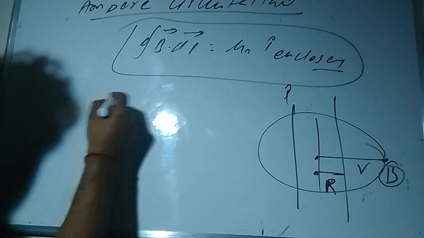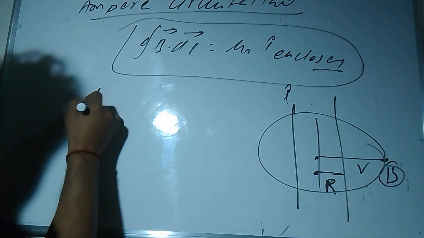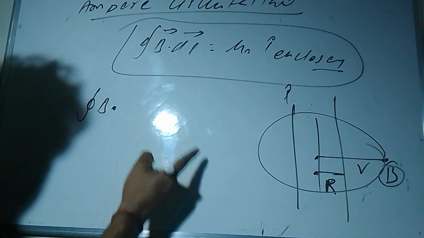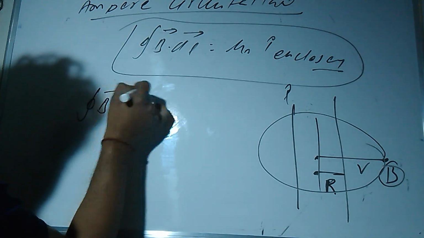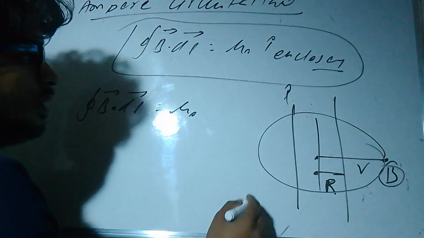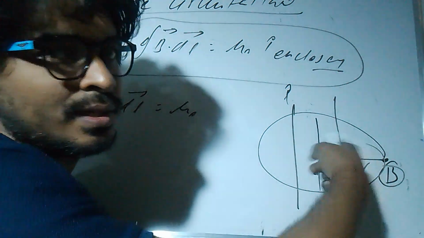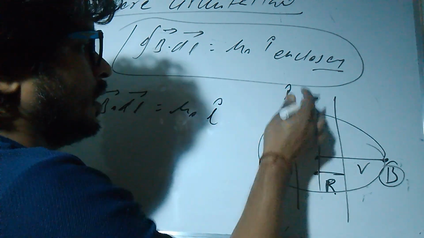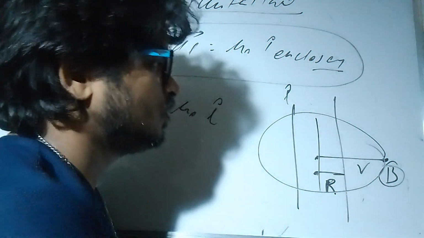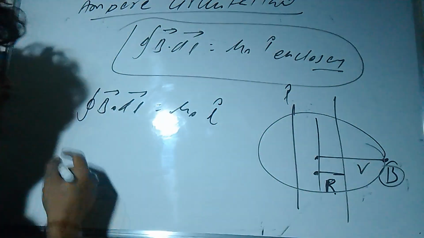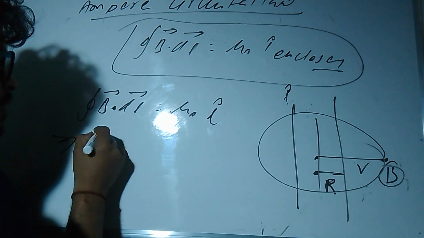If you apply this law, what is this? Closed integration of B dot dl, I'm writing over here, equals mu naught I enclosed. If I ask you what is the enclosed current inside this loop, it is totally I, because the whole wire is coming inside this loop. So you need to take the whole current, that is I. Now B is the magnetic field, take it outside, and dl.